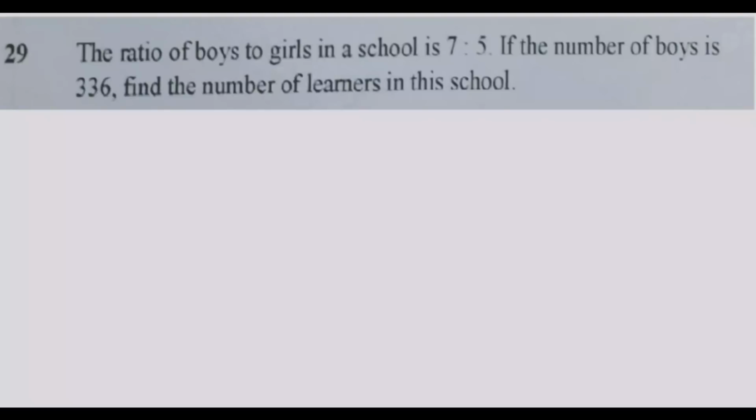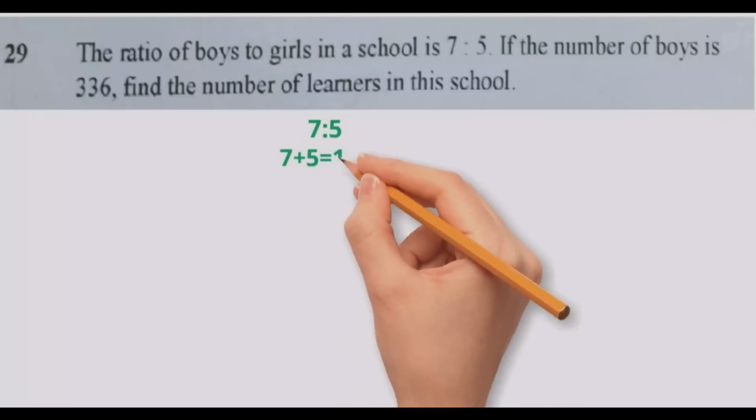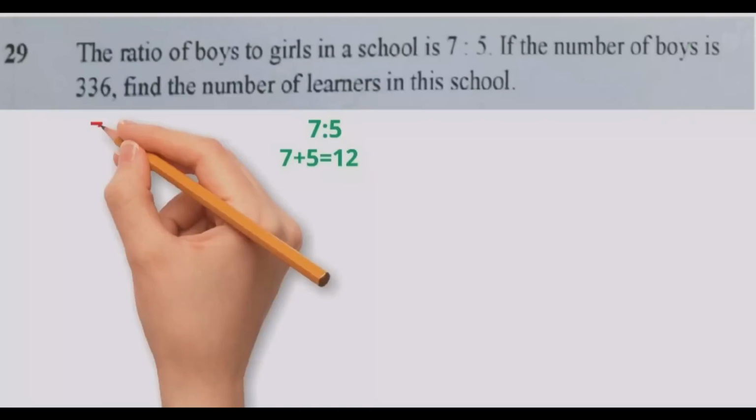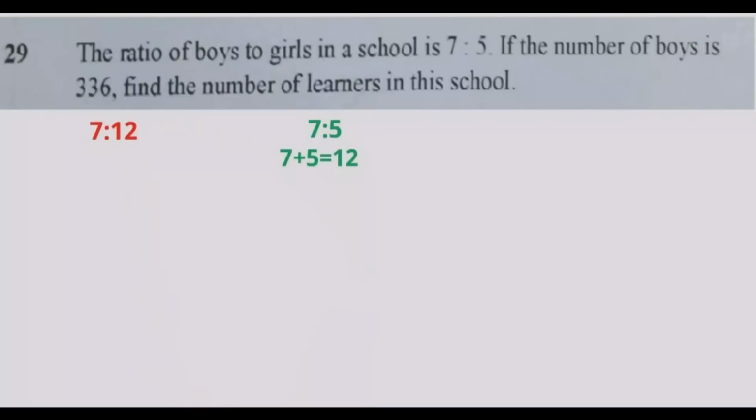First of all, we come up with a ratio, which is boys to girls is 7 to 5. We can use that to find the total number of learners. When you put 5 and 7 together, it will give you 12. So this 12 is the ratio for the pupils in the entire school. So we're going to say 7 to 12. That is the number of boys to the total number of learners in school.